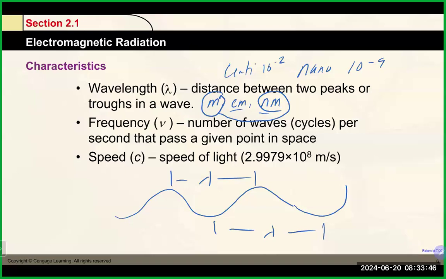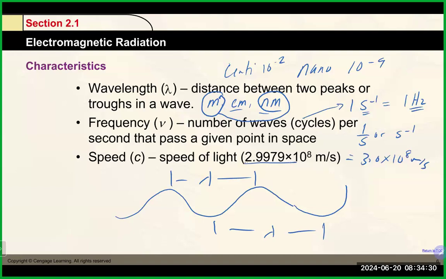Frequency, as I mentioned, is the number of cycles that pass a point in a particular second. It has units of typically reciprocal seconds, which is either this or this. A reciprocal second is also the same as a hertz, and a hertz is a common unit of frequency as well. These are the two common frequency units that you see. And the speed of light is 2.9979 times 10 to the 8 meters per second. I personally round it to 3 times 10 to the 8 meters per second.